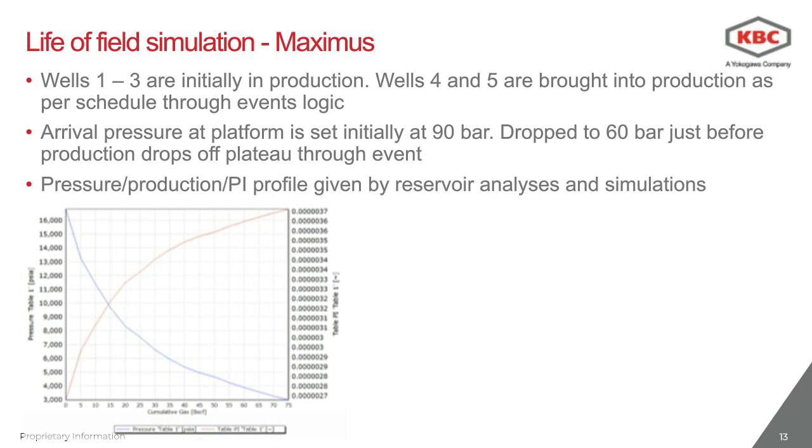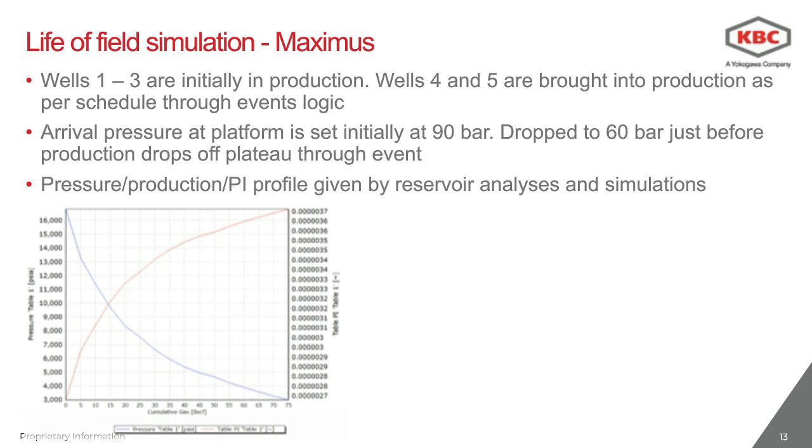I said that per schedule, I've got 3 wells in production to start with. Well 4 and well 5 are going to be brought in later on. I can program that in with the event management in Maximus and make Maximus simulate these events. I also know that the arrival pressure at the platform is initially set at 90 bar and it drops to 60 bar just before the production drops off plateau. Again, I can set Maximus to follow that behavior.